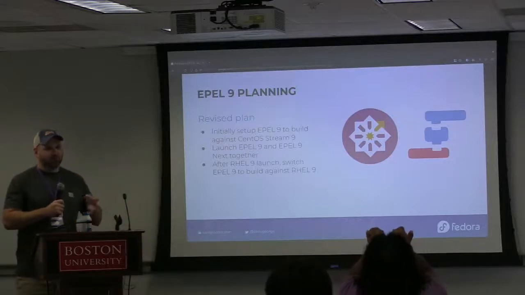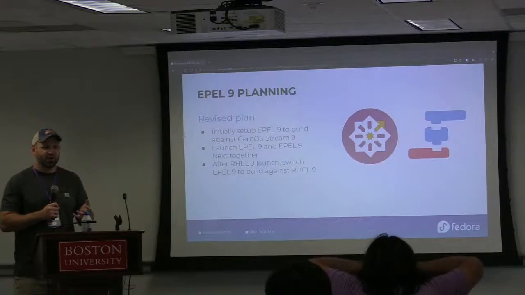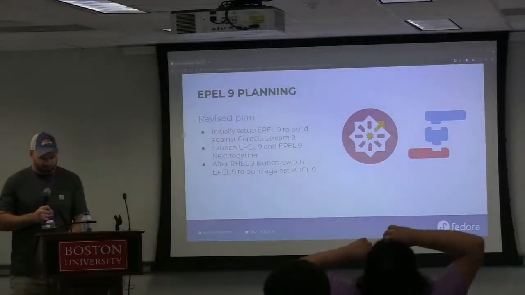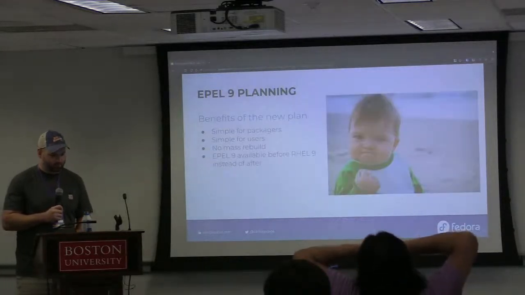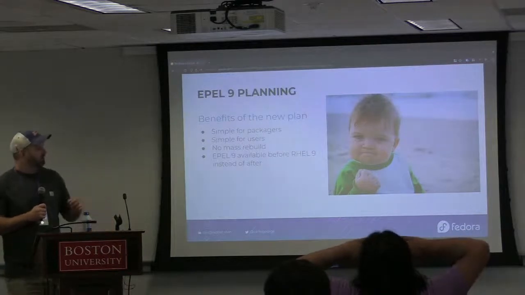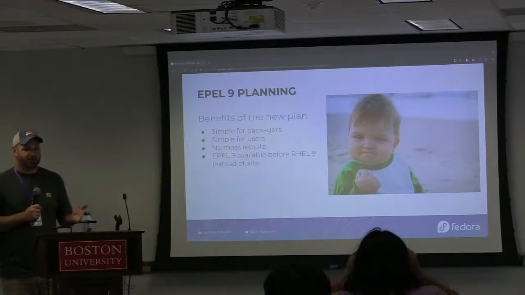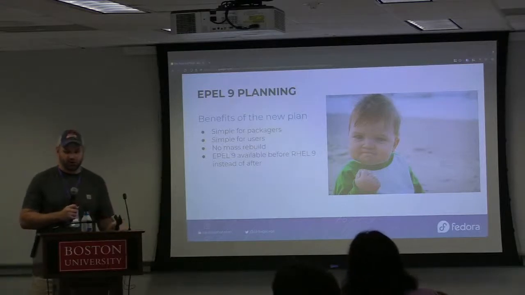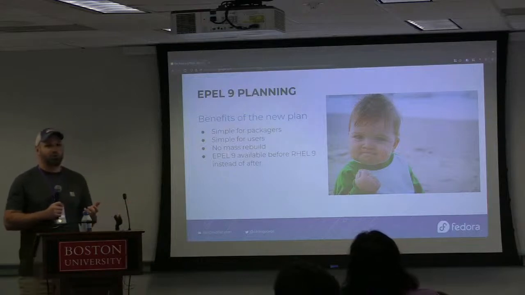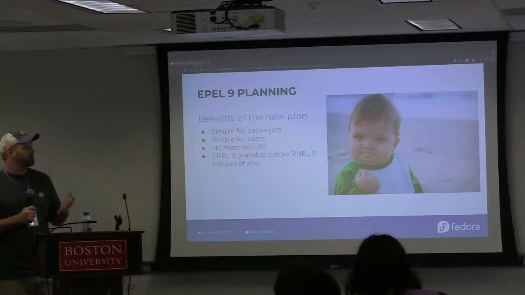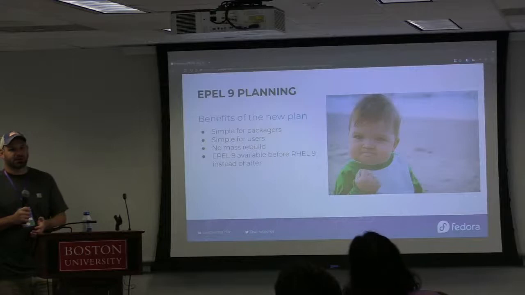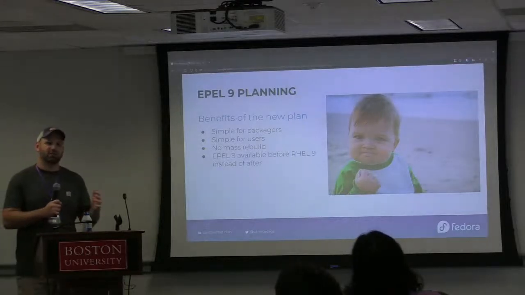This was a little bit more complicated for the implementation side, not too bad, but at least we weren't doing a mass rebuild. I already hit that mass rebuild part. This was much more simple to explain to packagers. Just target EPEL 9. Later on, you might run into a case where your package doesn't install on CentOS anymore. In that case, target EPEL 9 Next, which is the same instructions we've already given them for EPEL 8 Next.